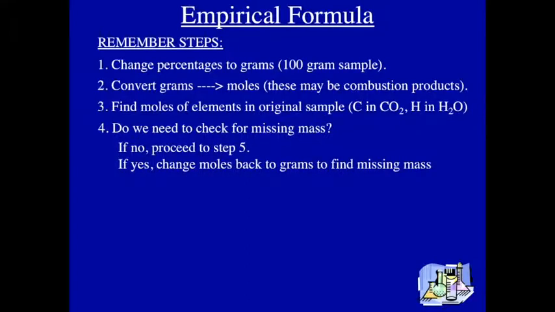If you do not need to check for missing mass, you're going to move on to step 5. And if you do need to check for missing mass, primarily with combustion and oxygen, then you're going to have to change your moles of carbon and hydrogen or nitrogen back to grams in order to find what mass you might be missing from oxygen, for example.